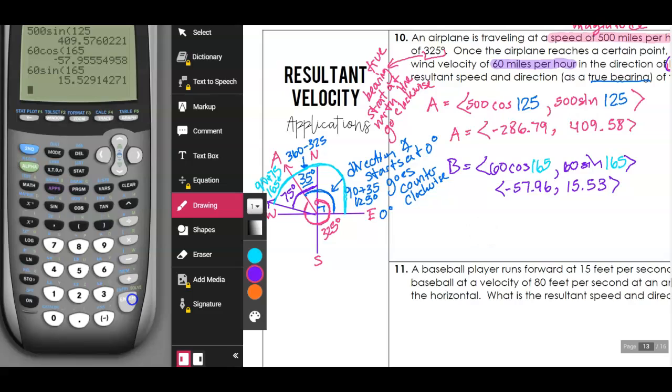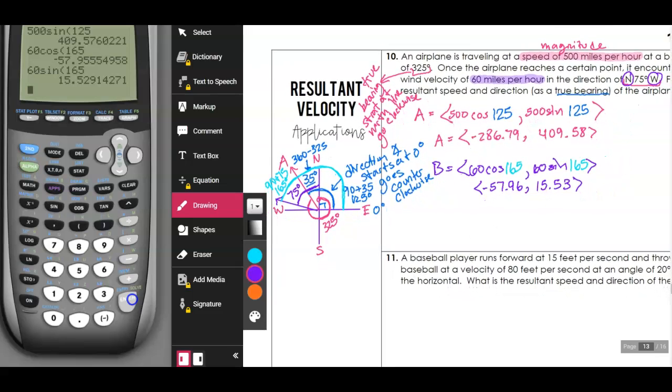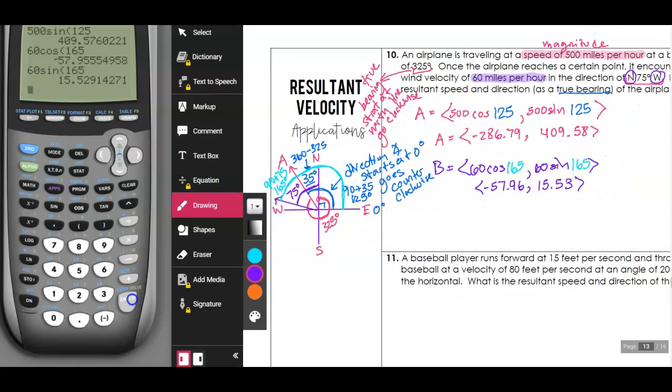So now what? Great. We have both of the vectors in component form. Great. Now what? Why did we do that? Why did we have to get them in component form?